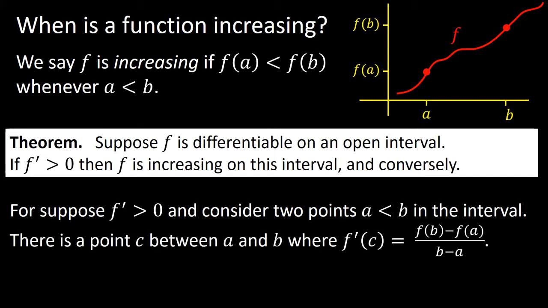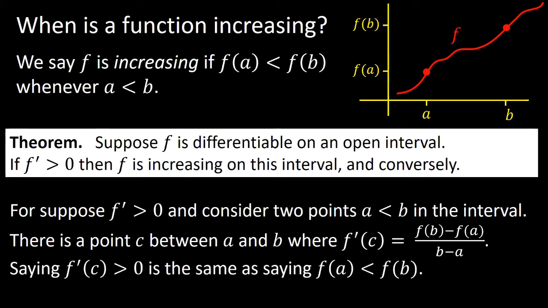According to the mean value theorem, there's a point in between, a point C, where the derivative is the average rate of change over the interval AB. So if f prime is positive, then your average rate of change on that small interval AB is also positive, and that means that f of a is less than f of b, and conversely. So if f of a is less than f of b, the average rate of change is positive, the instantaneous rate of change is therefore positive, the derivative is positive.